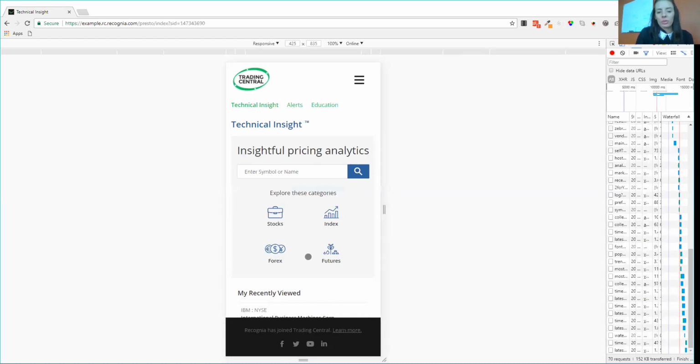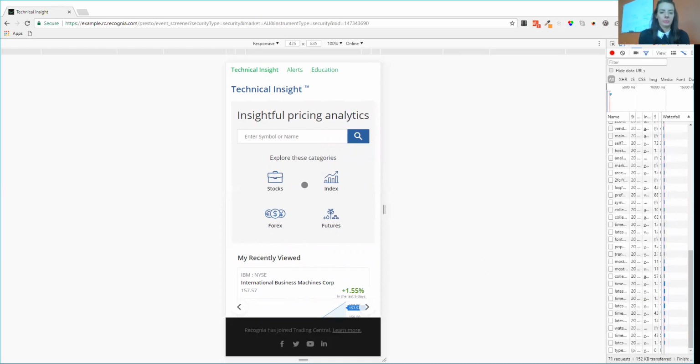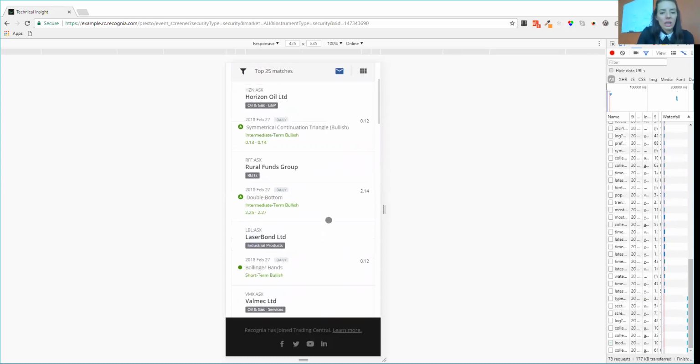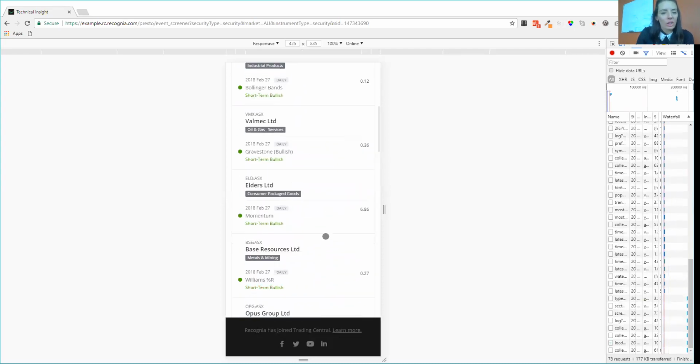I could start from, let's say, a company I was looking at and dive right into this screening experience based on, let's say, the sector of that company. But right now, I'm just going to look at stocks. So I'll go into Technical Insight, looking for stocks that have recently triggered some sort of bullish or maybe bearish technical event. And you can see how easy it is to showcase these analytics in this compact environment on the go.